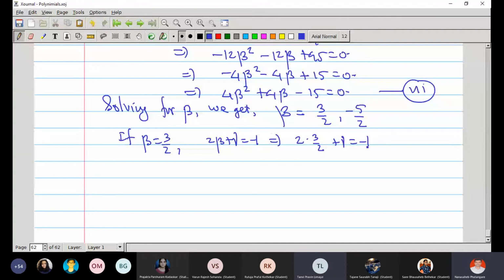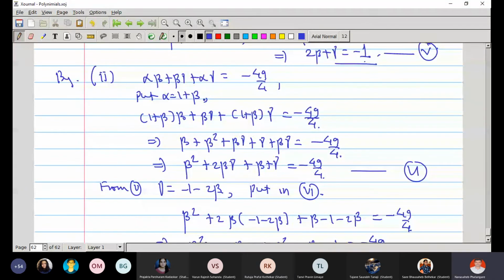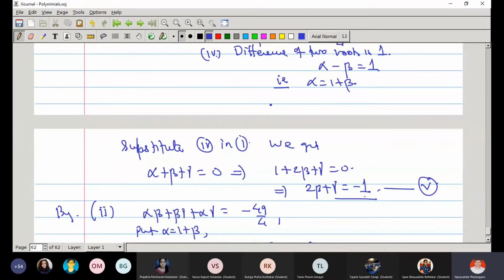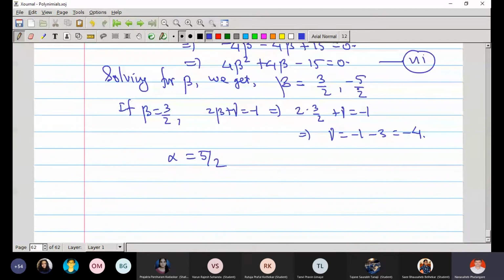Alpha is equal to 5 by 2. Now there is a relation between alpha, beta, gamma, or you can directly calculate the value of alpha from the first expression or the third expression. You know beta and gamma now, calculate alpha. Yes, sir, it's 5 by 2. But I think here beta is 3 by 2 and 5 by 2. You check it. Product of roots.